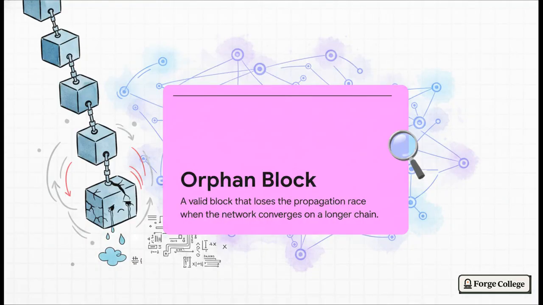But alas, for one of those blocks, tragedy strikes. It becomes an orphan, or a stale block. This is a perfectly valid block that simply loses the propagation race when the network converges on a competing longer chain. Poor little orphan block, right? It did all the math perfectly, it played by all the rules, but it was literally just a millisecond too late to become the canonical truth of the network. It's just a harsh reality of physics and latency.